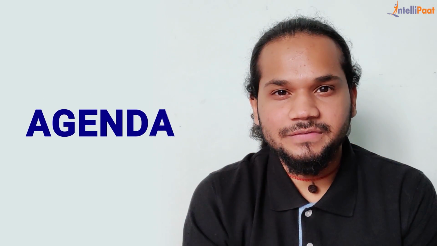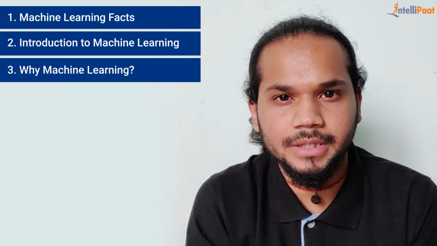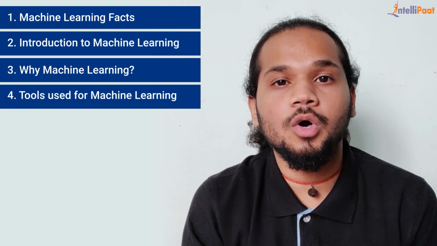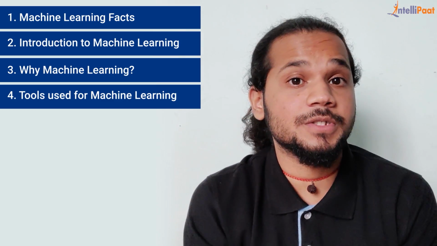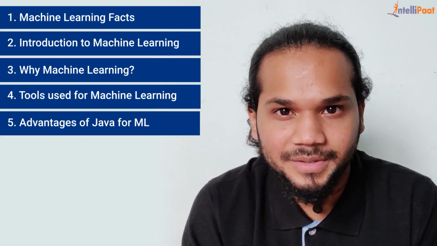So coming to the agenda of the session, we'll start out by taking a quick look at a couple of machine learning facts. After understanding this, let's take a fast-paced introduction to what machine learning is and of course why we require machine learning. And after that, we can check out all the tools that are present for us to work with machine learning. And of course, the most important thing is that we'll check out the advantages of using Java for machine learning.